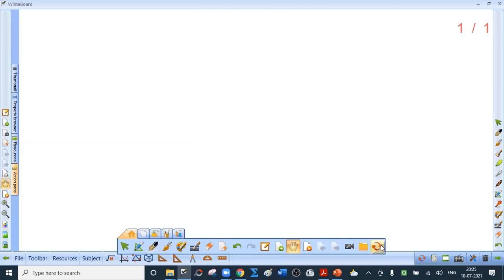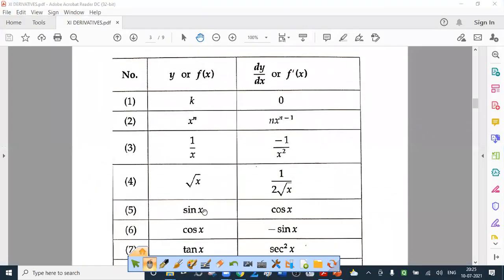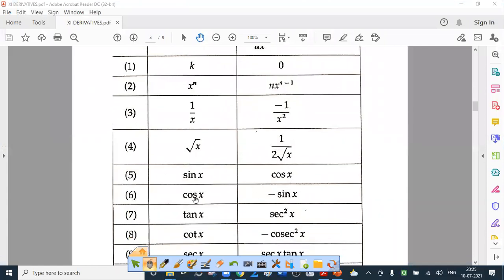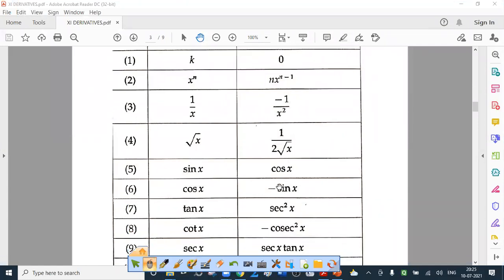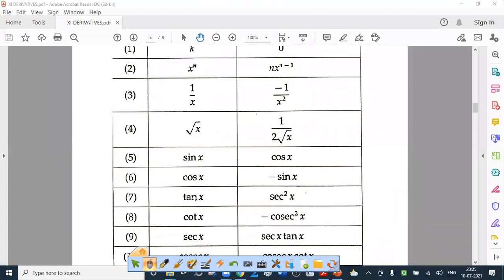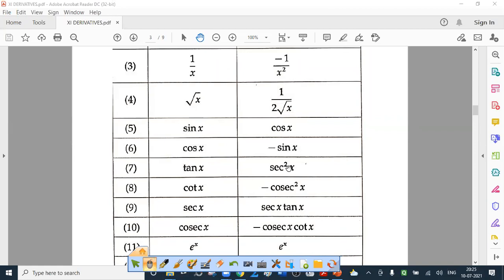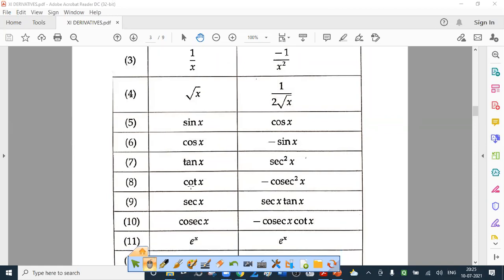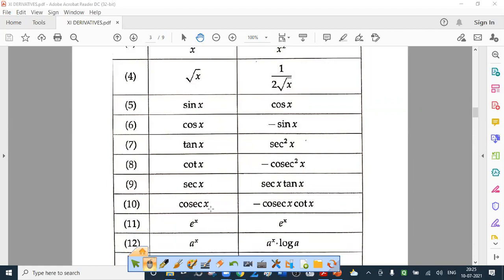Okay. So what is derivative of sin x? Cos x. Derivative of cos x is minus sin x. Derivative of tan x is not cot. Otherwise you will say sin to cos, cos to minus sin, so tan to cot. No. Derivative of tan x is sec square x. Derivative of cot x is minus cosec square x. Derivative of sec x is sec x into tan x. Derivative of cosec x is minus cosec x into cot x.